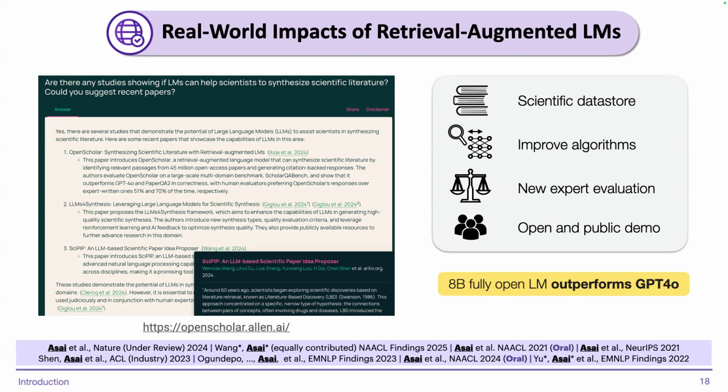The resulting OpenScholar system, built entirely with open components, outperformed GPT-4o and Ph.D. level experts in our evaluation. Our free public demo has been used by over 30,000 researchers and practitioners across many scientific disciplines, showing its broader impact and utility.